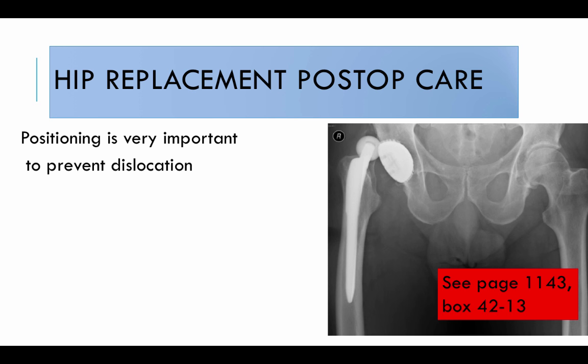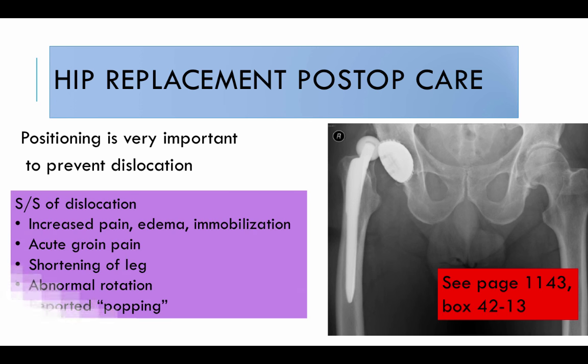Now, post-op care, one of the goals is to prevent dislocation. It can happen very easily. You need to look in your books at Box 42-13. This talks a lot about ways to prevent that. But one of the most important ways is by using those wedges while they're laying in bed and while they're seated. And their manifestations for dislocation: increased pain and edema.